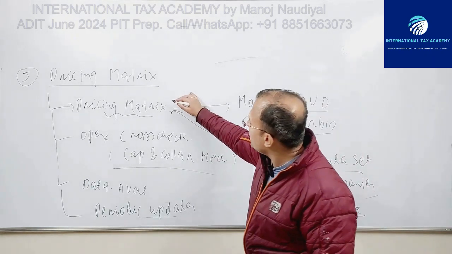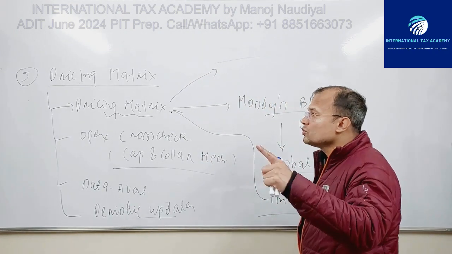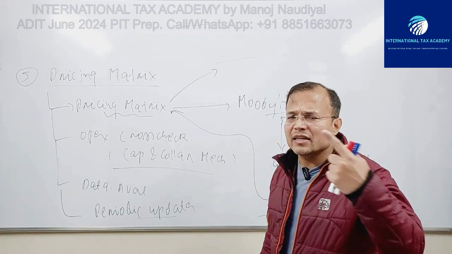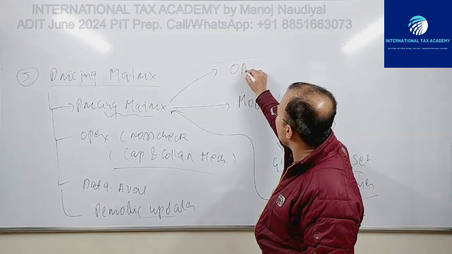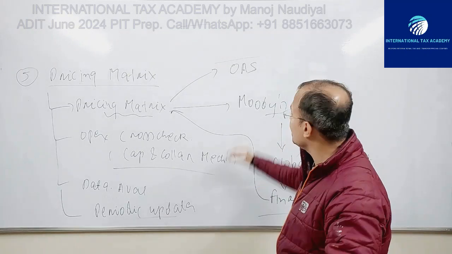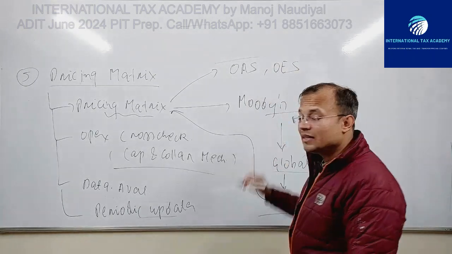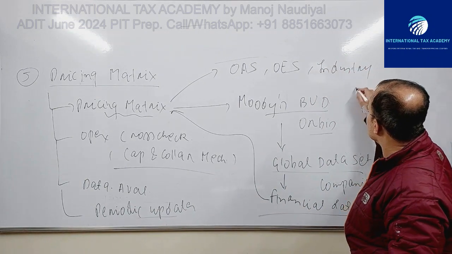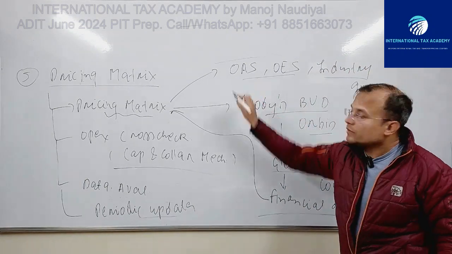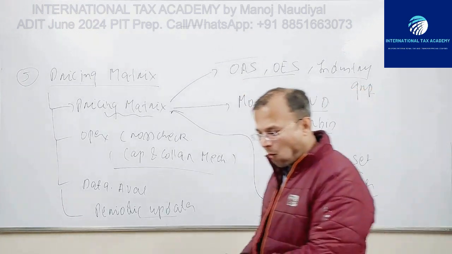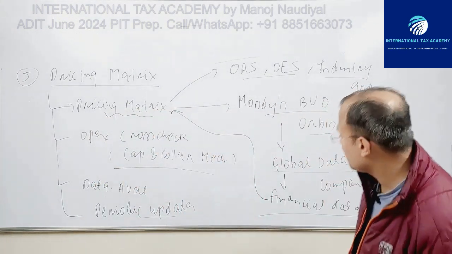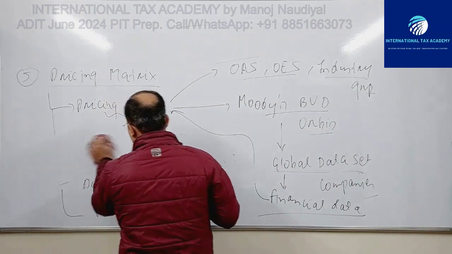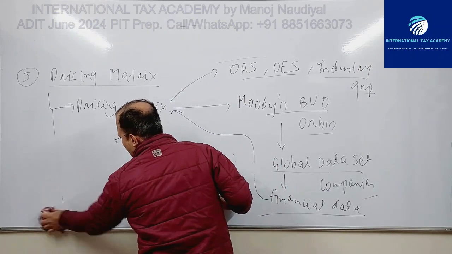Now, the pricing matrix makes use of factor intensity classification. So it makes use of operating asset intensity, operating expenses intensity, and industry grouping. There are 3 industry groupings. Fine. You understood this much? Let me quickly run you through it, because I'm going to make a separate video on the pricing matrix.